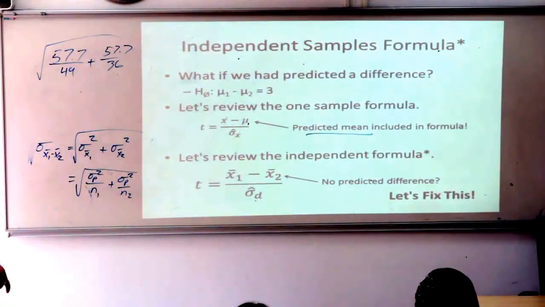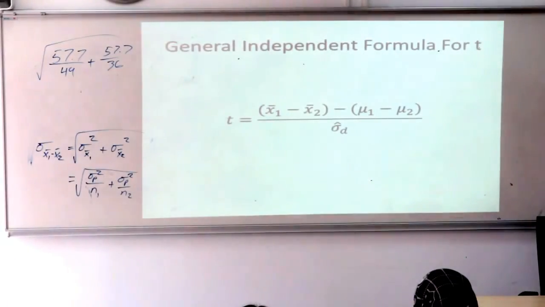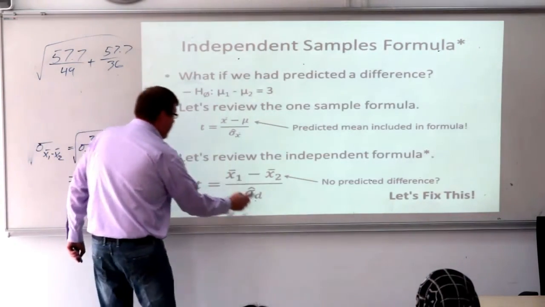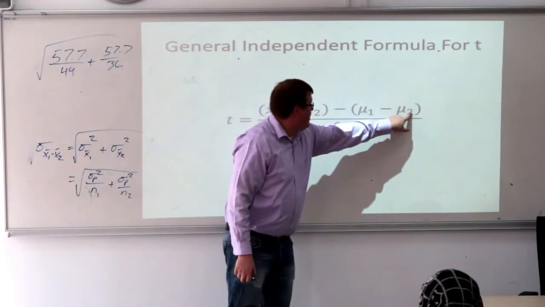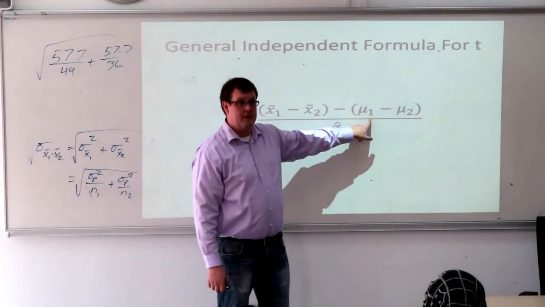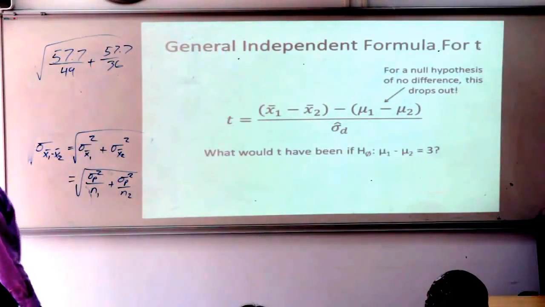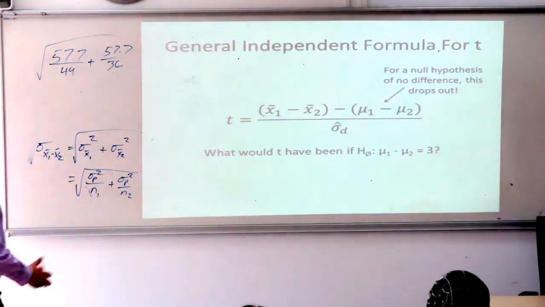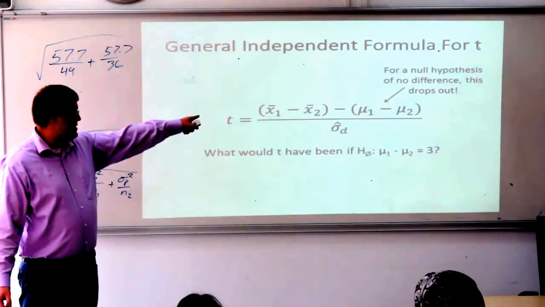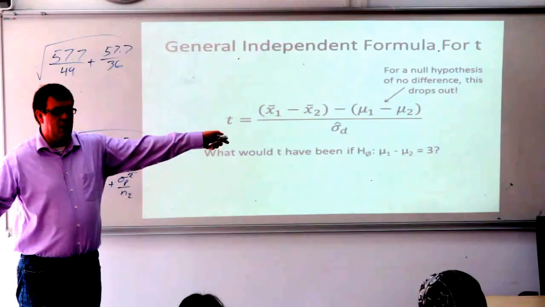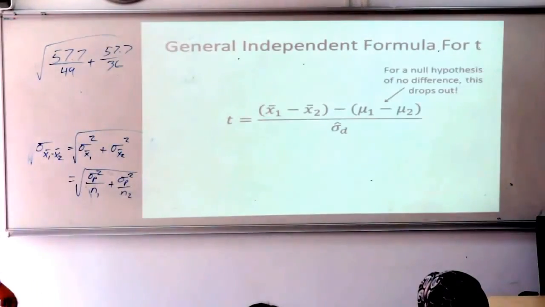Let's fix this so we have a more general formula that we can use when we're predicting the difference. So the general formula for performing an independent t-test is this. It's basically the same thing we had before. The denominator is the same. This first part is the same. The only thing that we have different is this, which is our hypothesized difference. Okay? So for a null hypothesis of no difference, that's just 0. Doesn't factor in. Now, if our null hypothesis were that the mean difference really was 3, we would have had 0 for our t-test, right? Because our observed difference is 3, and the predicted difference is 3. The difference between what we observed and what we were predicting is 0.